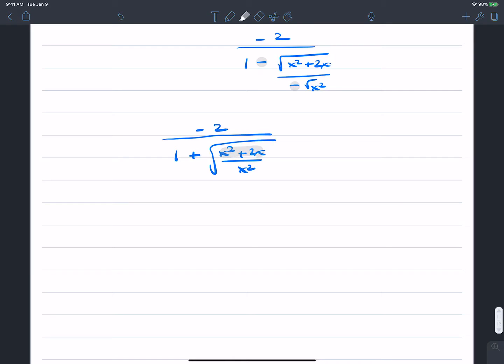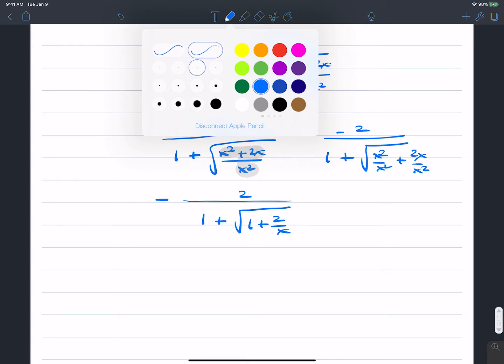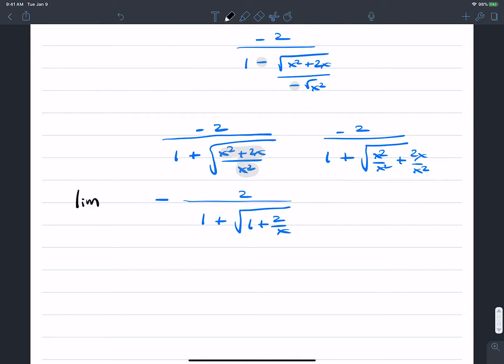All right, this is where we're going to work. So this is -2 over 1 plus the square root now of x squared over x squared plus 2x over x squared. And what do you end up getting, ladies and gentlemen? This is -2 over what? 1 plus the square root of 1 plus 2 over x. Good. And if you like, you can put the negative sign right up here. Now, don't forget, this is all about taking a what again? Limit as x goes to negative infinity.